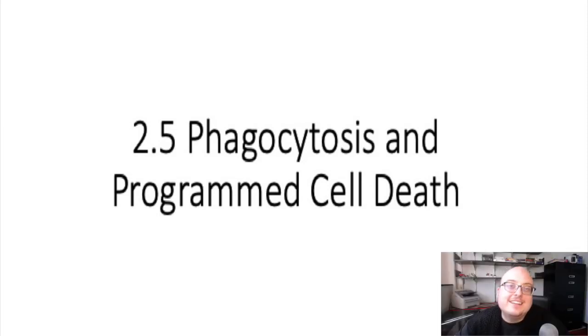Hello and welcome back. In this last video of this module, we're going to be discussing two more features of the innate immune response, phagocytosis and programmed cell death. Now, both of these are processes that happen in other contexts outside of the immune system. So we're going to focus on ways that these two fundamental cellular processes shape immune responses to infection.